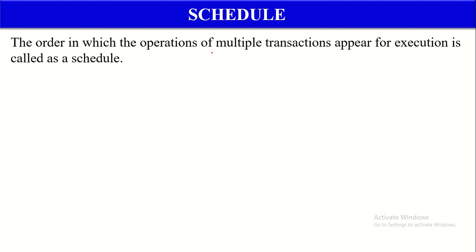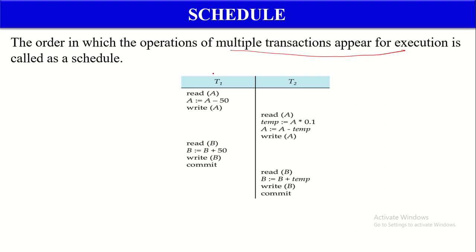The order in which the operations of multiple transactions appear for execution is called a schedule. Let us take one example for a schedule. Here in this schedule, two transactions T1 and T2 are there.